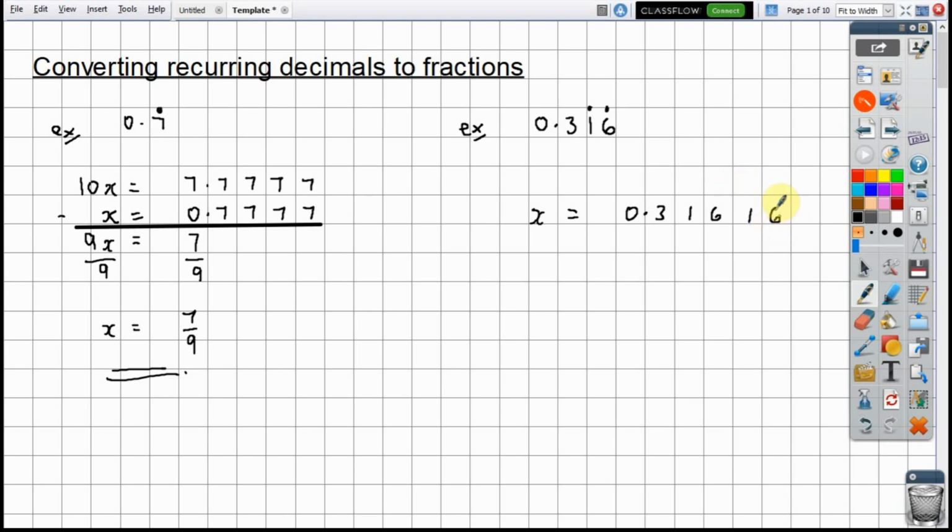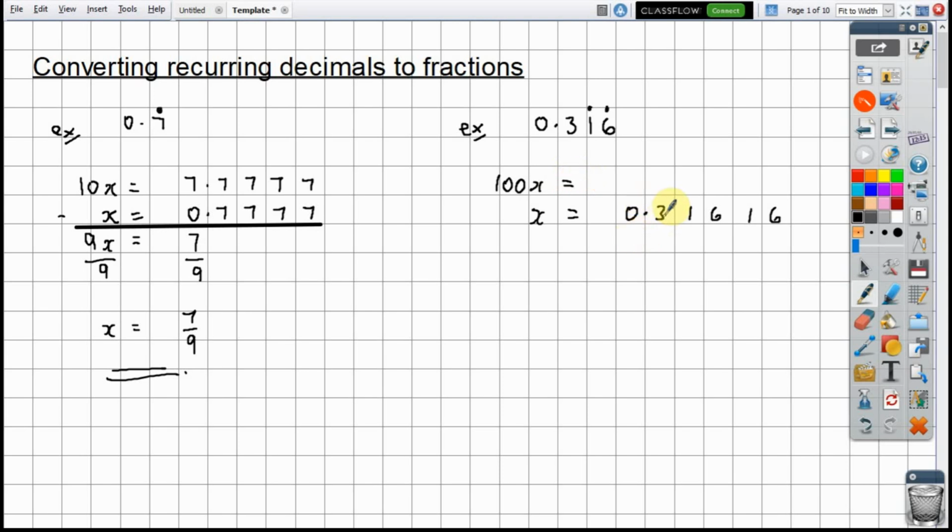Instead, we would like this 6 to jump into here. We would like this 1 to jump into here. It's a 2-column jump. So we're going to use 100x because that's what you do if you want to move 2 columns.